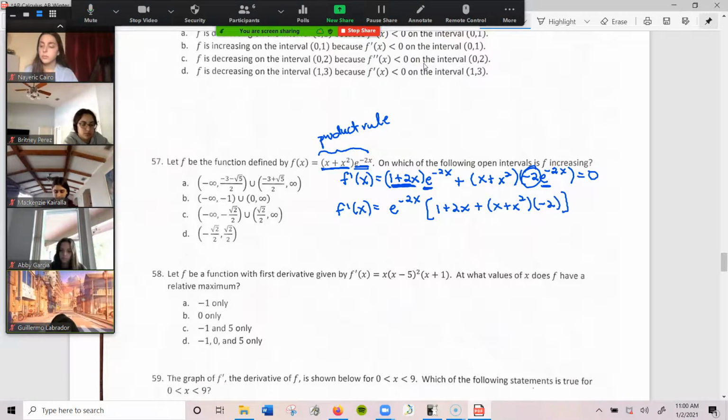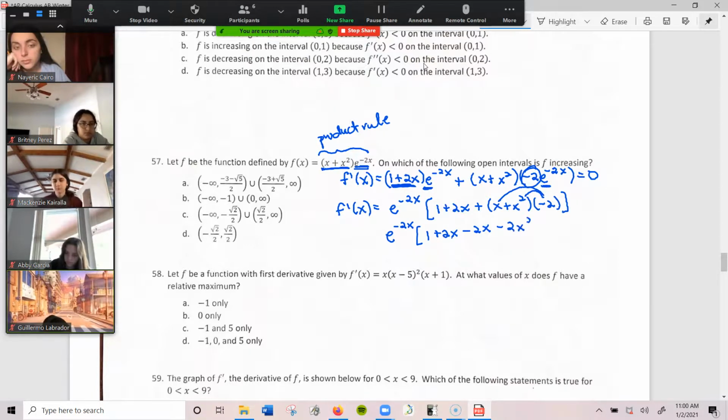So far, so good. I'm going to clean this up a little bit by distributing this negative 2 and combining like terms. So e to the negative 2x times 1 plus 2x minus 2x minus 2x squared, which these here cancel out. And so we end up with e to the negative 2x times 1 minus 2x squared.